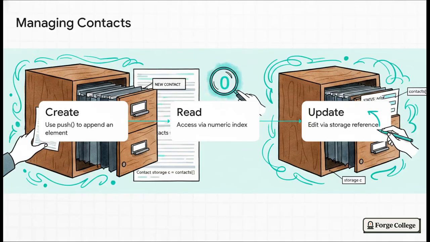To manage a dynamic array of these exact contacts, we follow a super simple 3-step process. Step 1, we use the push function to append a brand new contact form right to the back of our filing cabinet. Step 2, we read from the cabinet by using a zero-based index, like contacts[0]. And step 3, which is absolutely crucial for saving gas, we update records using a storage reference. By typing Contact storage c = contacts[i], we create a direct pointer to that exact folder in the cabinet. This lets us update specific fields right in place, without having to pull the whole file out, copy it, and shove it back in.